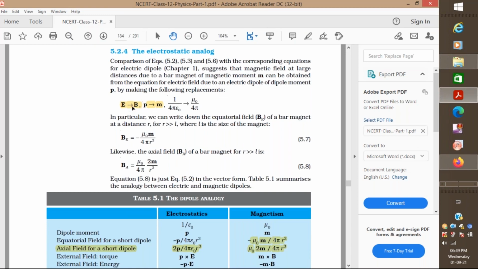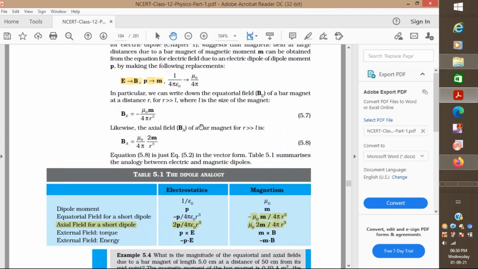In this case, the electric field is replaced by the magnetic field, and the electric dipole P is replaced by the magnetic dipole. Everything else is the same, even potential energy and so on, which I have taught in electrostatics also. The only difference is that E is replaced by B, P is replaced by M, and 1 by 4 pi epsilon naught is replaced by mu naught by 4 pi.